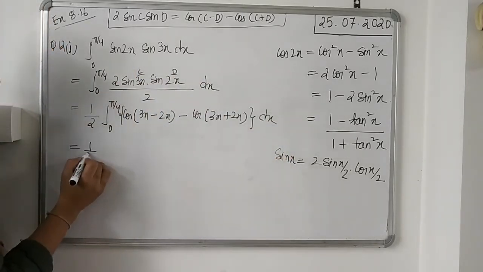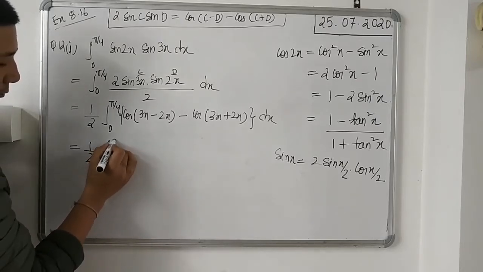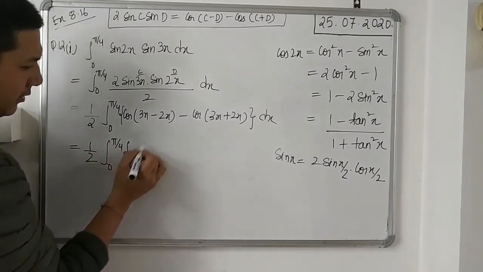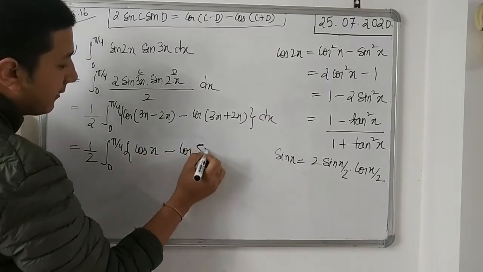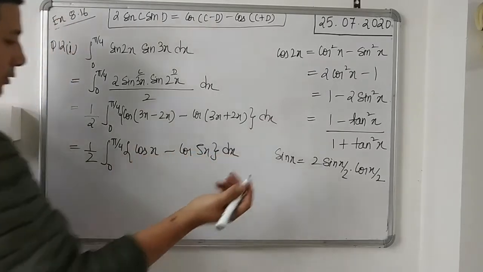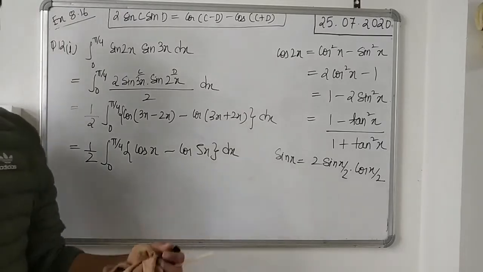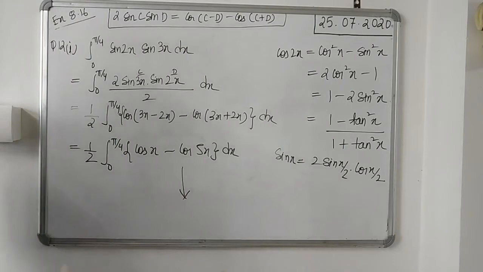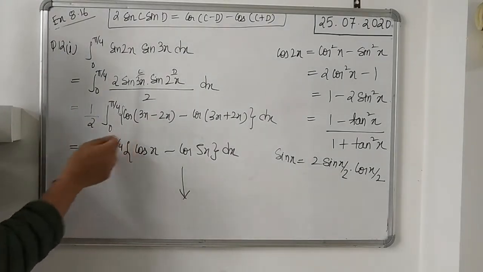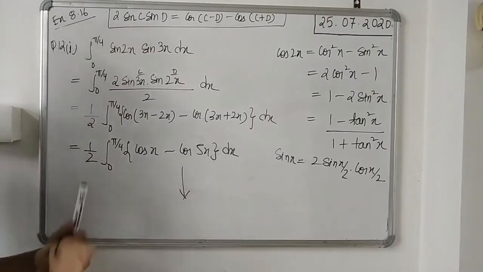We move ahead, 1 by 2, 0 to pi by 4. Is it cos x only? And minus, is it cos 5x? Now you know what to do. Integrate it term by term and put the upper limit minus lower limit. Finished. So that's a very easy and simple question, provided we know this formula. Pause the video and note it down.